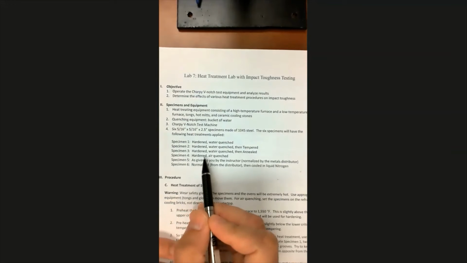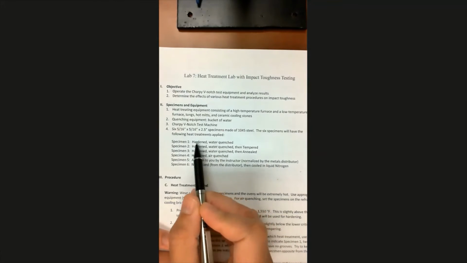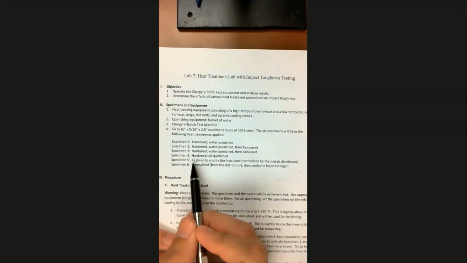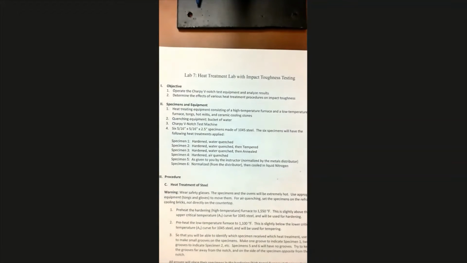Specimen 4 is going to be hardened, but not water quenched, so it's not going to cool down as rapidly as specimen 1. It's going to be air quenched, so it's going to cool down fairly rapidly, but not as rapidly as specimen 1. Specimen 5 is just going to be like this. It's just going to be as given to you, kind of as we got it from the metals distributor.